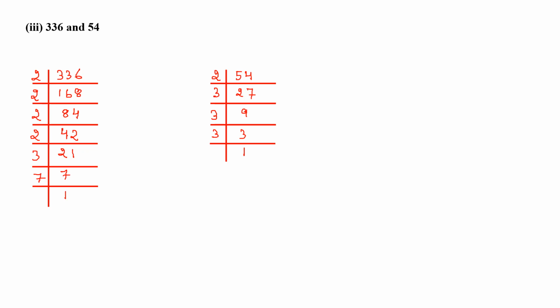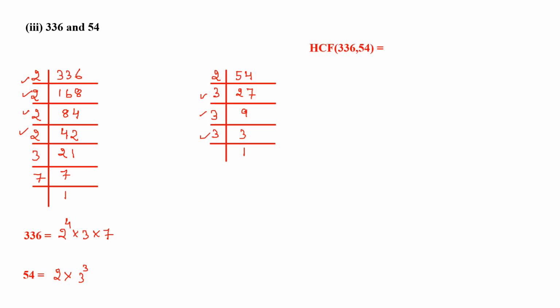Now let's write it as a product of the prime factors. So 336 if you see, 1, 2, 3, 4. 4 times 2 is getting multiplied by itself. So it will be 2 to the power 4 into 3 into 7. And 54 is 2 into 3 cube. Isn't it? Here 3 is multiplied by itself 3 times. Okay, now let's find the HCF.